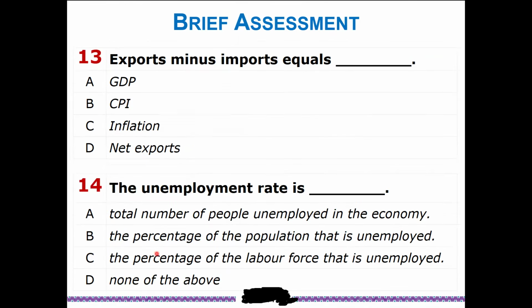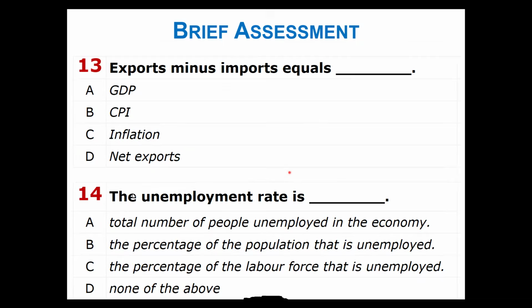And then exports minus imports equals net exports. The correct answer here is D. The unemployment rate, remember, we said it's the number of people who are unemployed divided by the labor force. So it's the percentage of the labor force that is unemployed, not the total number of people unemployed in the economy. They just want the rate, the percentage of the labor force that is unemployed. So the correct answer here is C.